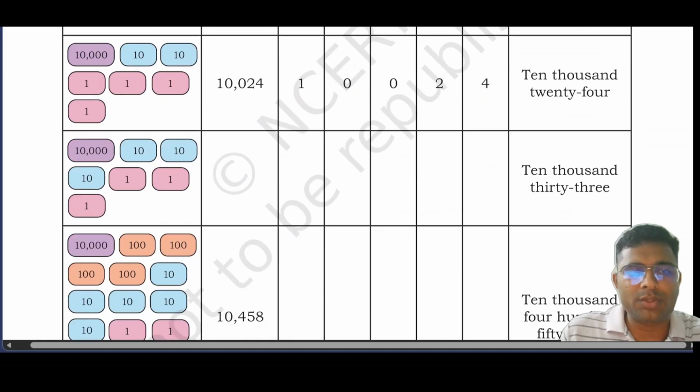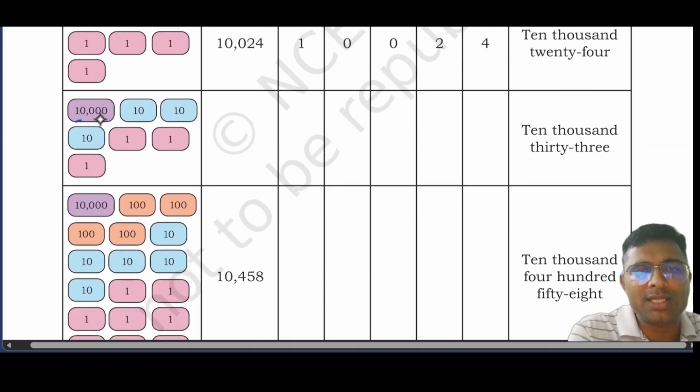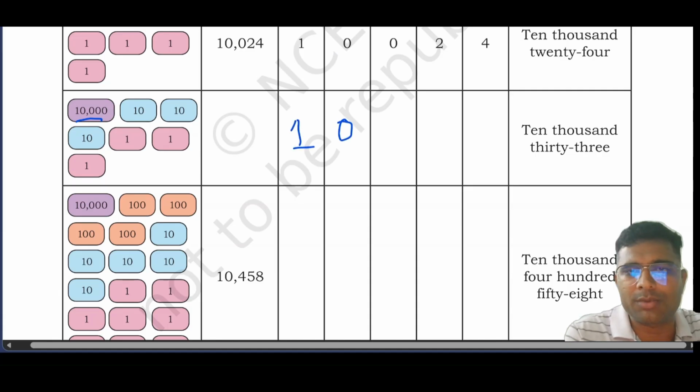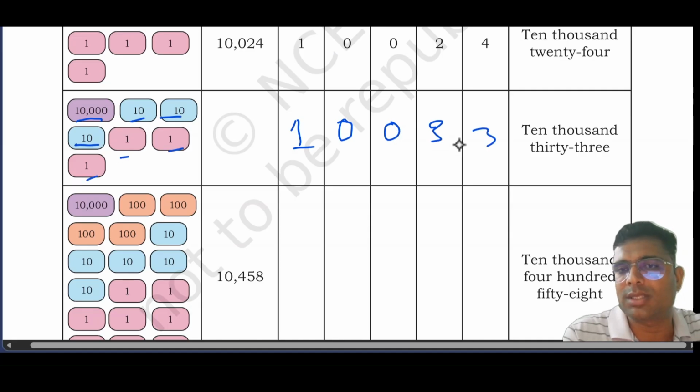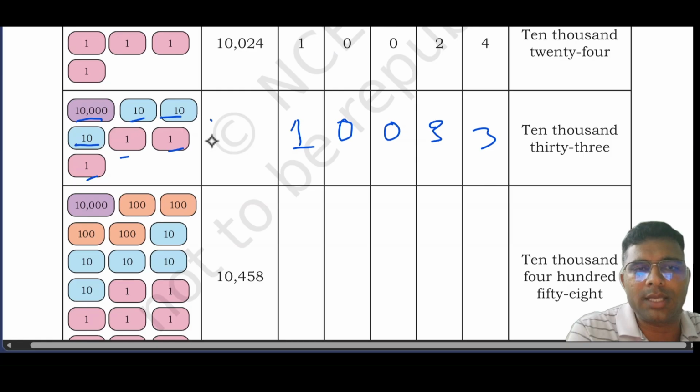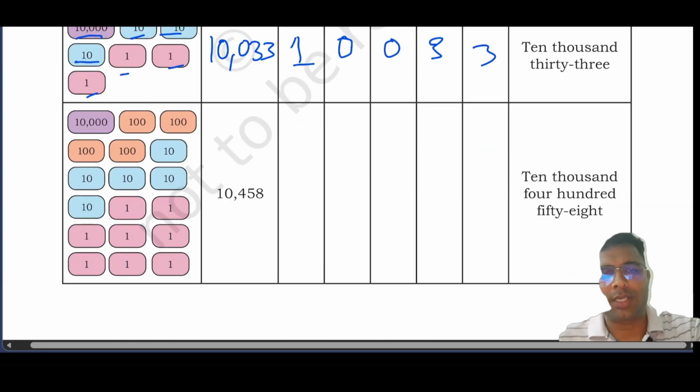Coming to this, you can see how many 10,000 are there. There is 1 ten thousand. How many thousands are there? 0 thousands. How many hundreds are there? 0 hundreds. How many tens are there? 1, 2, 3. So 3 tens. How many ones are there? 1, 2, 3, 3 ones. Okay, and as a whole you can write here like this: 10,033. Okay, come to the next one.